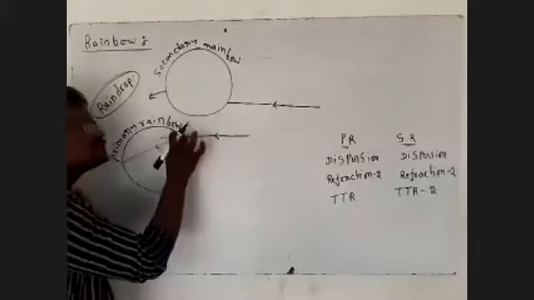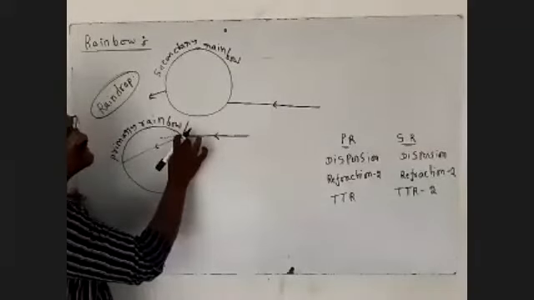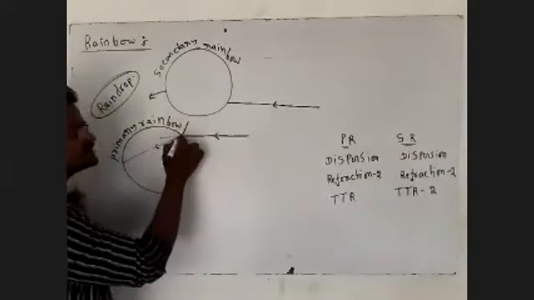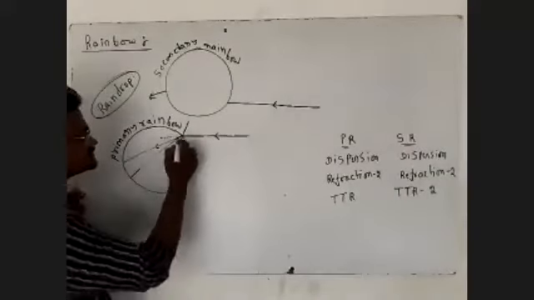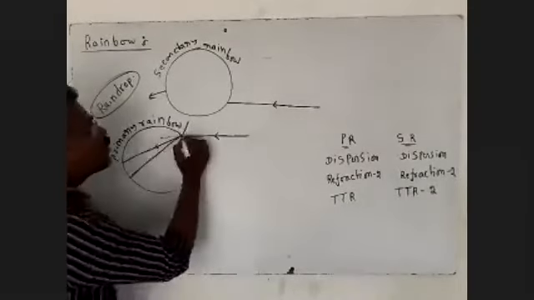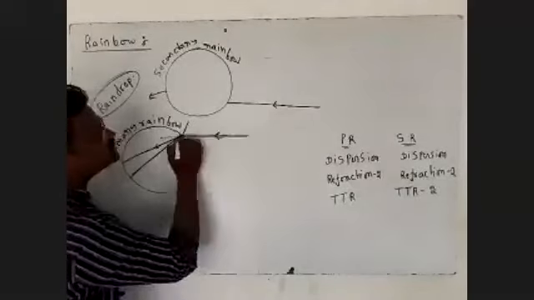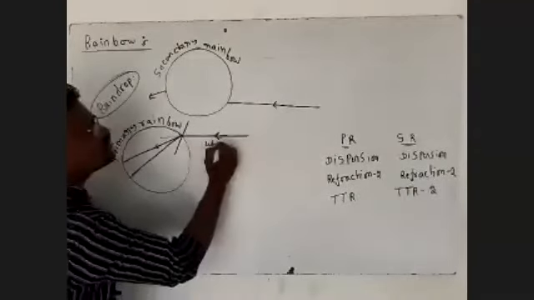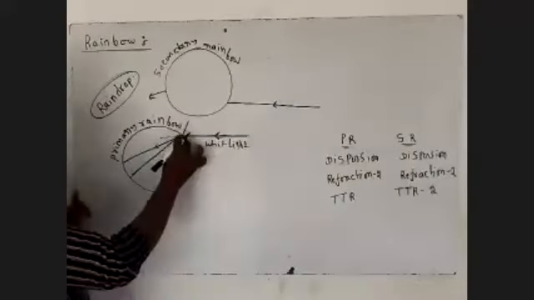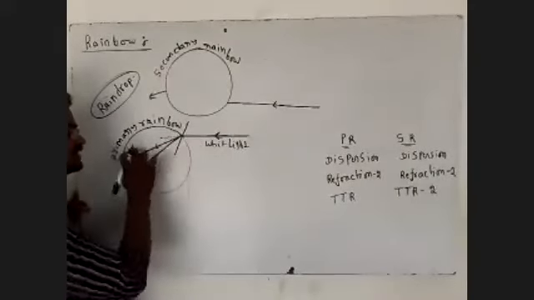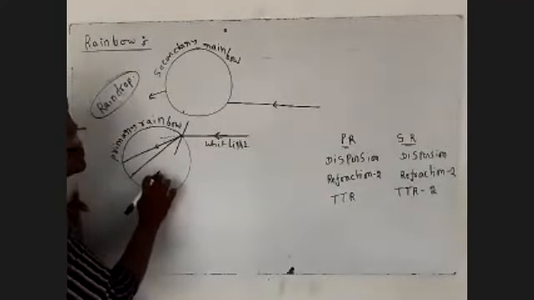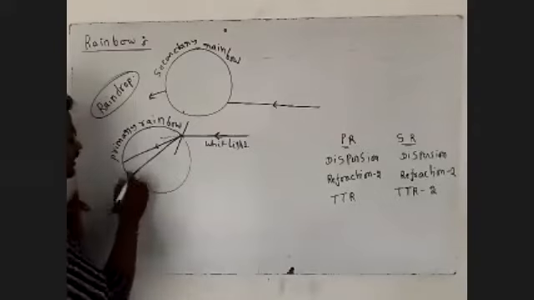White light strikes the top surface of the raindrop. This white light is split into seven colors. I'm not showing all seven colors, I'm showing two colors.